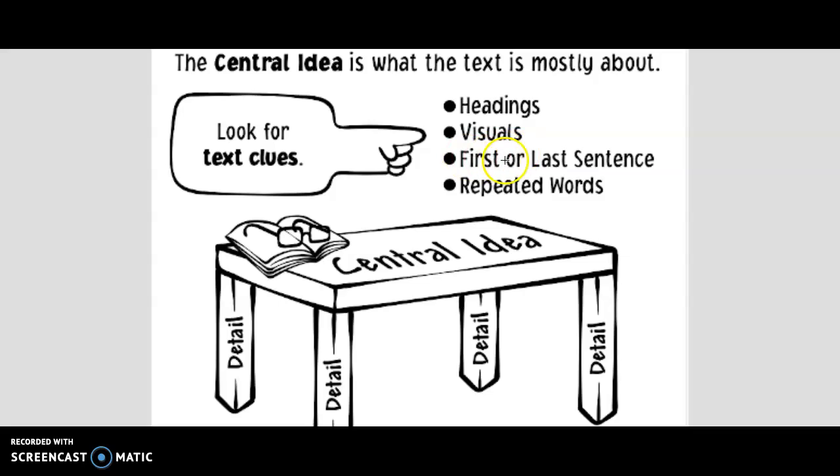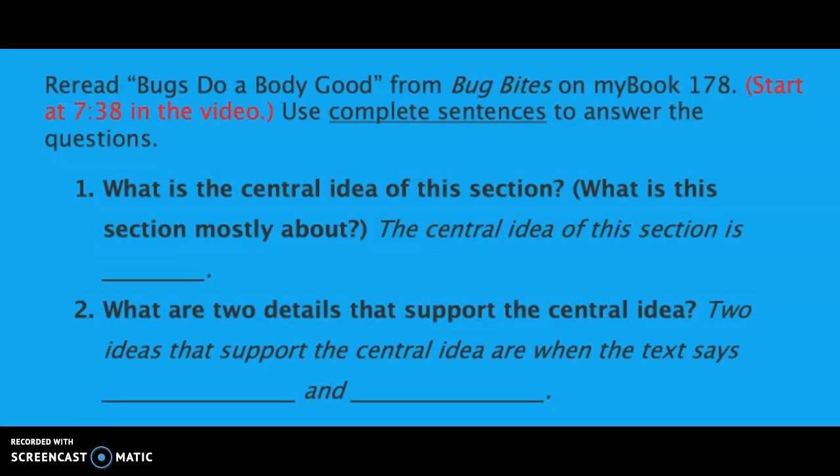Take a look at the visuals or the pictures that are in the margin on page 178. That may also guide you into figuring out what that section of the text is mostly about. Also, pay close attention to the first and the last sentence in that section of the text. That, as well as words that get repeated again and again, can help you figure out what that piece of the text is mostly talking about. All right, so that's question number one.